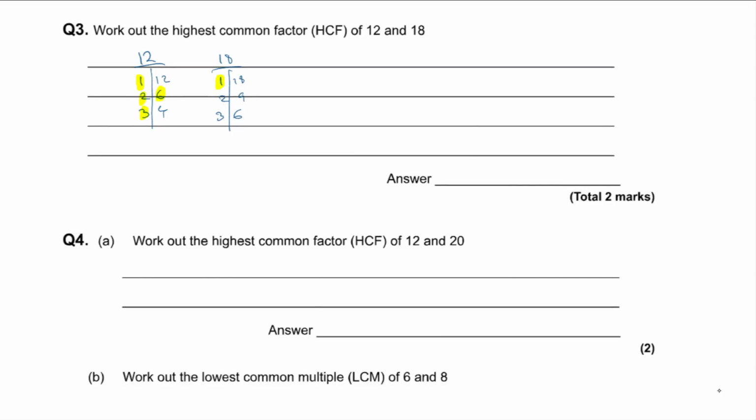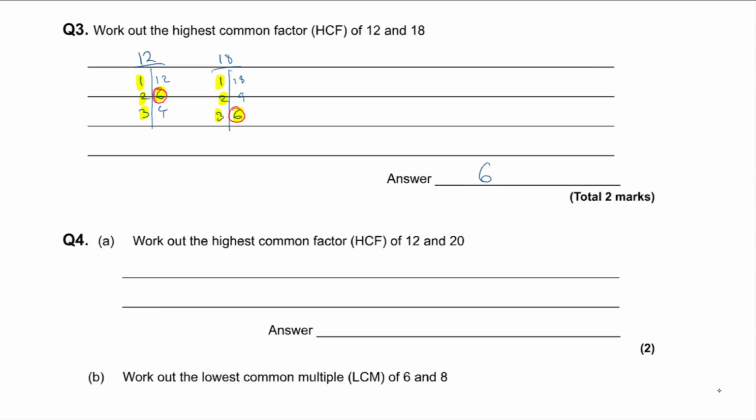Okay, you see they're both in both lists, but the HCF is going to be the biggest one of those common factors. All of the other ones are common factors, but the largest one of them is the highest common factor, so the HCF here is equal to 6.